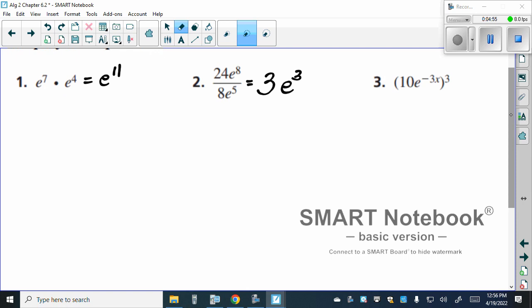And the last one, so we're going to apply the third power to both e and 10, which would give us 10 to the third times e to the negative 3x times 3.